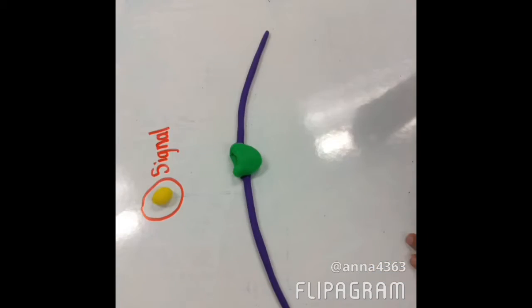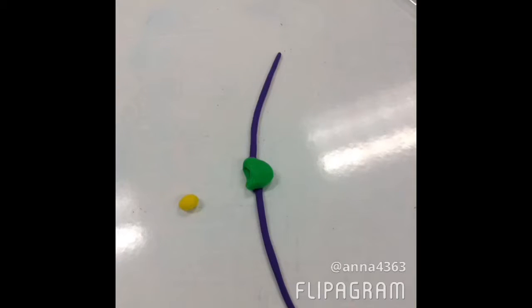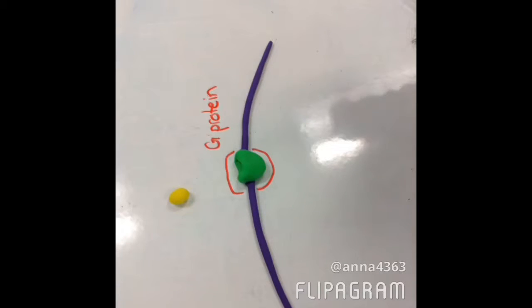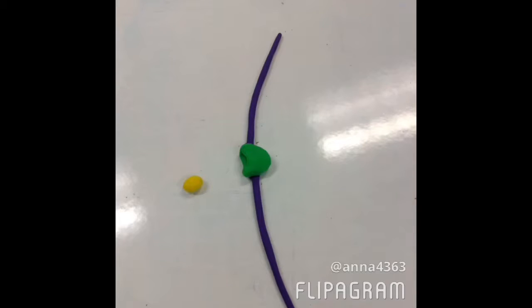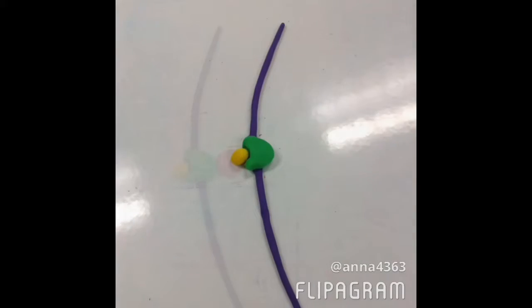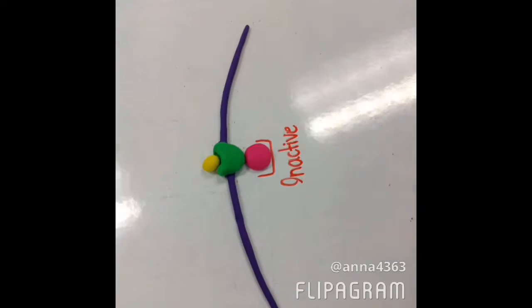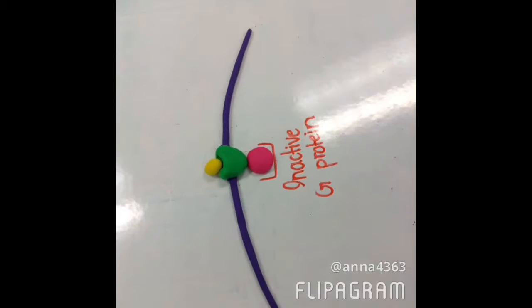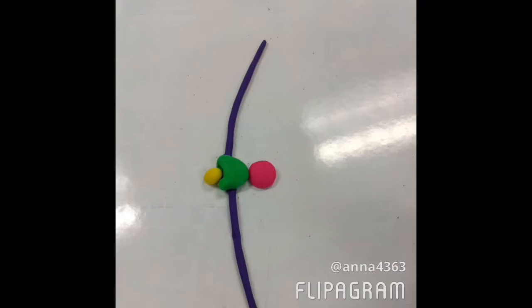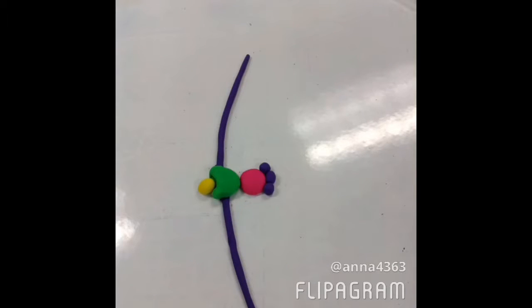This process starts out when the signal molecule activates the G protein receptor. The transduction pathway will now begin. An inactive G protein connects to the G protein-linked receptor. It then becomes activated with the addition of 3 phosphates, or GTP.